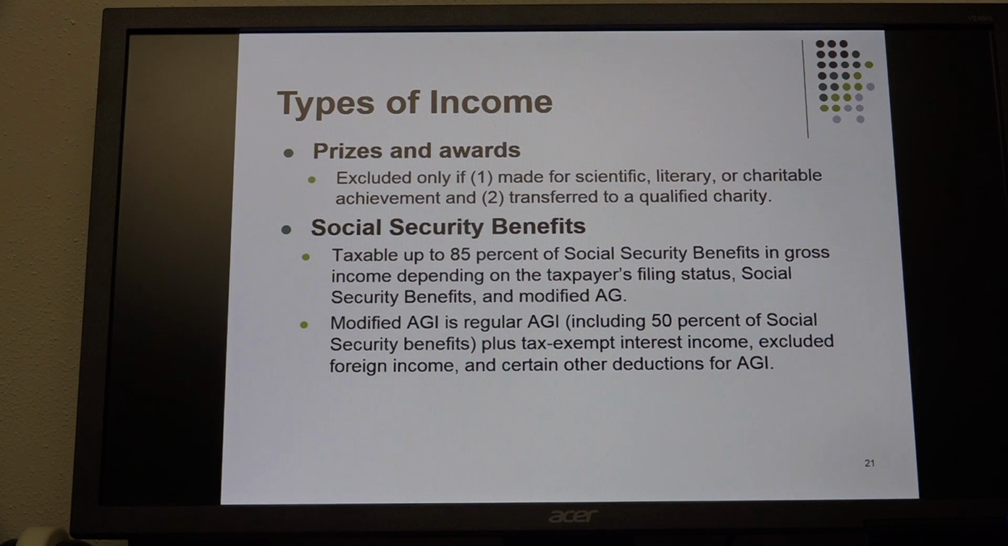Social Security benefits, I don't want to get deep into this, but taxpayers who receive Social Security benefits may be taxed up to 85% of their Social Security benefits. And so they have to include up to 85% of their Social Security benefits in taxable income, gross income, and thus will be taxable.